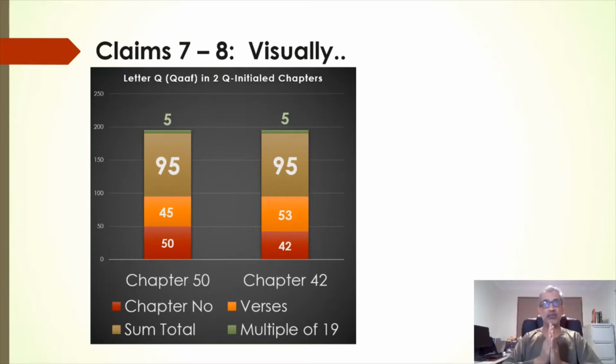You can see that it's basically mirroring 50 and 42. The two Q initial chapters are mirroring themselves. Both are 95 in total when you add the chapter number and its verse count. And then if you divide 95 by 19, it's 5, which signifies that it's a multiple of 19. So that's a visual representation of the claim.